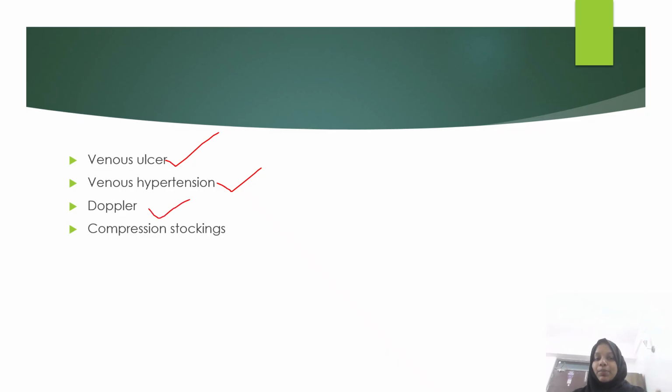You have to do a Doppler of both the arterial and venous system of both the lower limbs to assess the arterial flow as well before you give them compression stockings. Because for venous ulcer and varicose veins, the main treatment is compression stockings so that the drainage will be much improved.